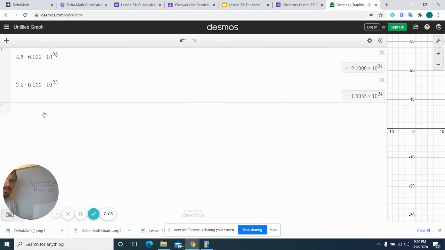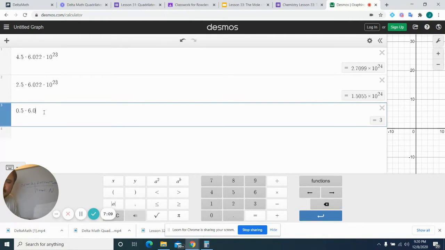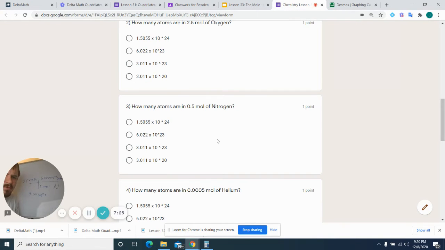So go to Desmos, 0.5 times 6.022 times 10 to the 23rd. So 3.011 times 10 to the 23rd. I hope this is starting to feel pretty straightforward for you.